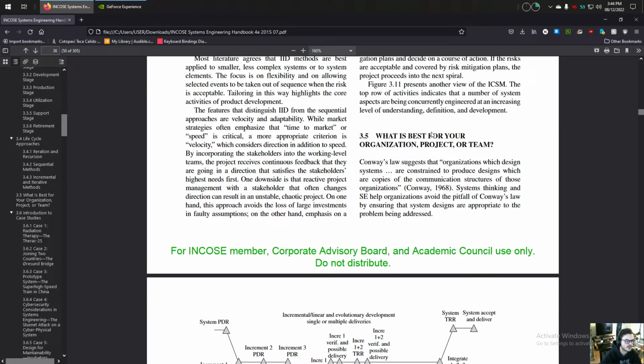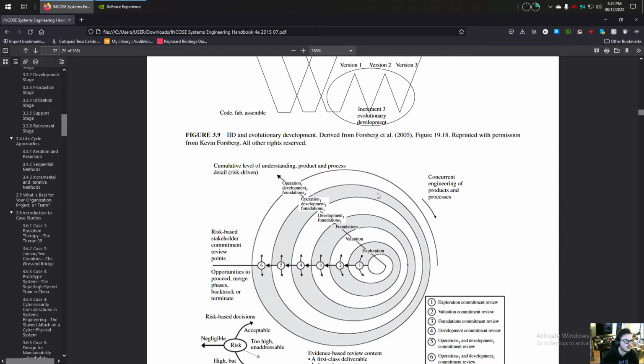Section 3.5. What is best for your organization, project, or team? Conway's law suggests that organizations which design systems are constrained to produce designs which are copies of the communication structures of those organizations. Systems thinking and systems engineering help organizations avoid the pitfall of Conway's law by ensuring that systems design is appropriate to the problem being addressed.